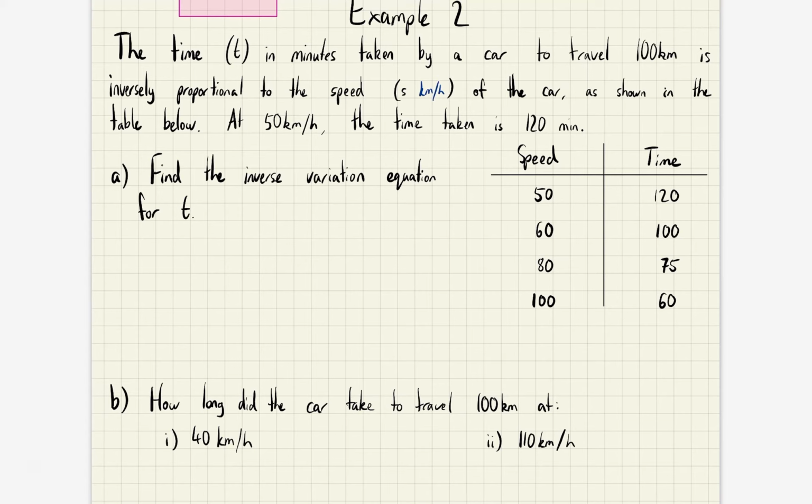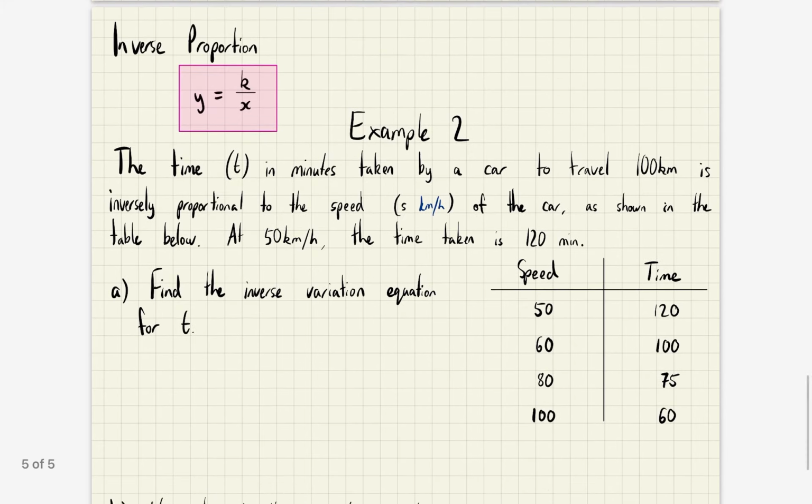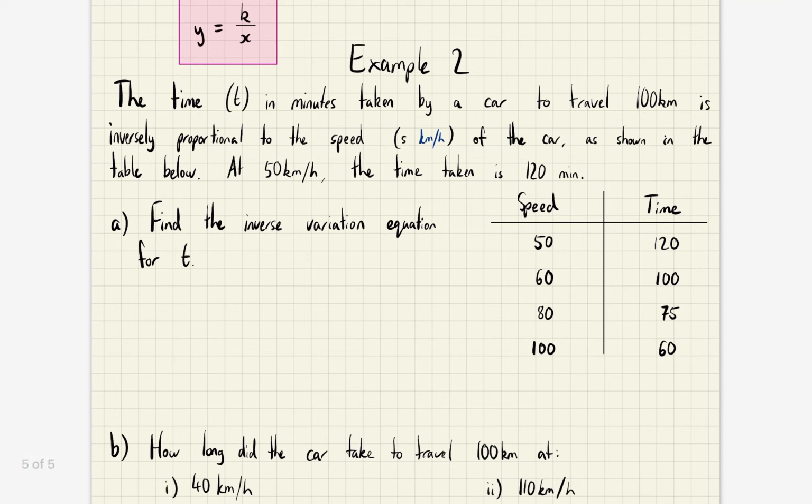So the first part, find the inverse variation equation for t. That is basically the exact same thing as what we were asked before, except now it's inverse proportion. So normally it would be y is equal to k on x. But you'll notice so far we haven't used y and x, we've used different things, because we're doing real life applications of these things. So I'll still write y is equal to k on x, but I'll immediately change it to the values relevant for this. Instead of y, I'm going to do t. So the time is equal to k over s.